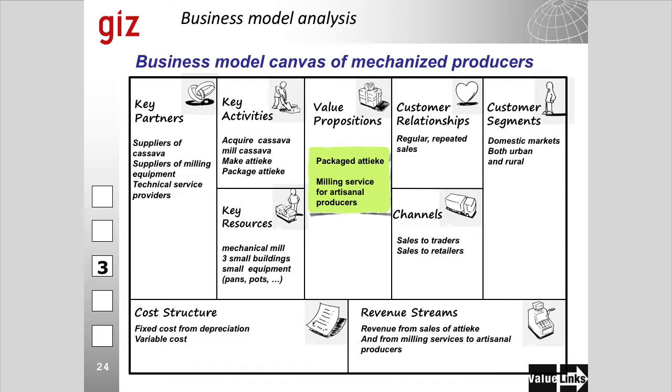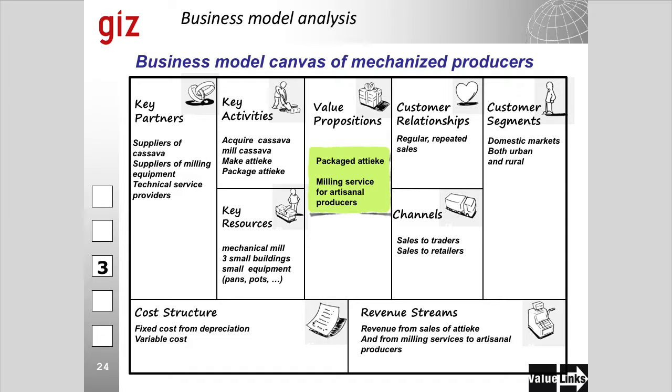What has changed? They still make Attiéké. So packaged Attiéké remains as value proposition. It's still the main product. But, and that is now interesting, as they have invested in an electrical mill, you see this here in the key resources, a mechanical mill, and small buildings to put that equipment in under the roof. You have created capacity that needs to be filled in order to break even, in order to have the cost advantage of that mechanical mill.